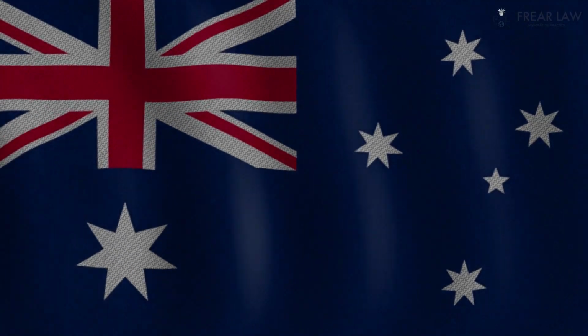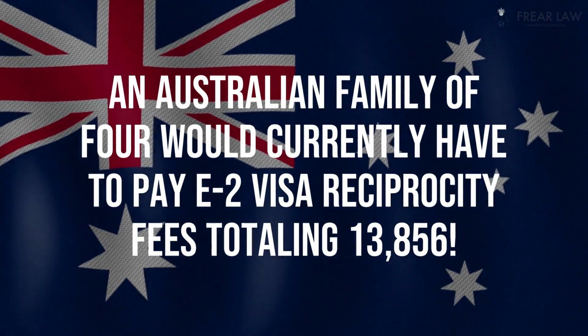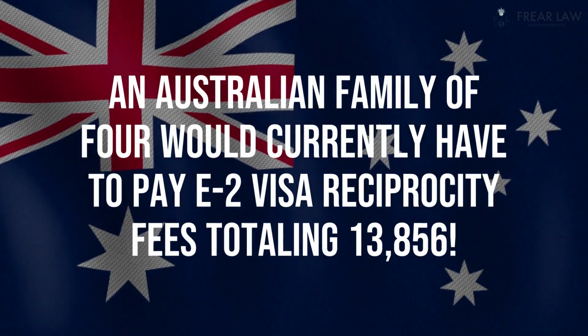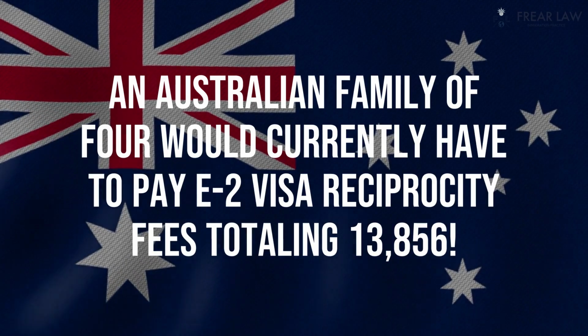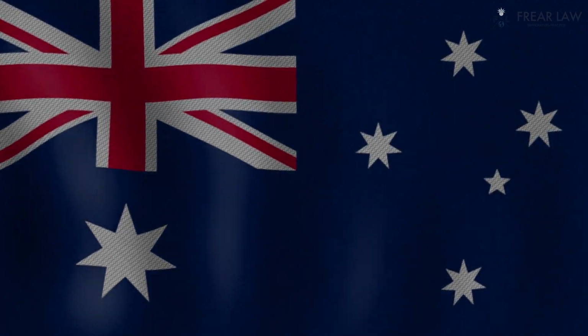And to make matters even worse, the reciprocity fee is due for each applicant. So if you have a family of 4 and you are all using your Australian citizenship to apply for the E2 visa, then you will have to shell out a total of $13,856 before you're issued the visas. Fortunately, you will not be charged this amount until your visa application is approved, but still, there's no getting around the fact that it is a ton of money.